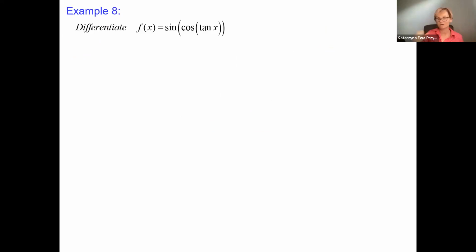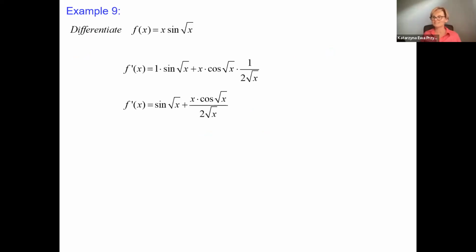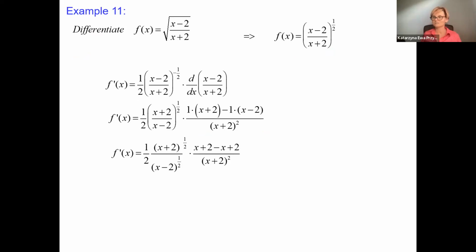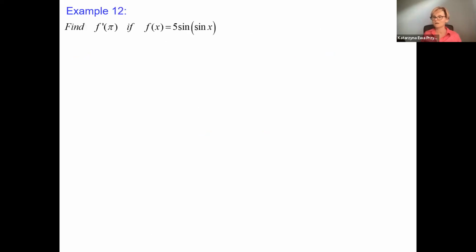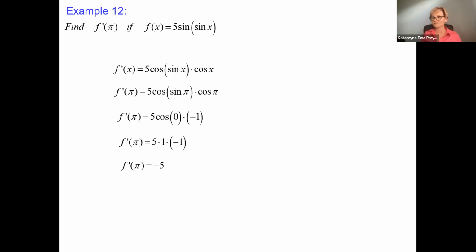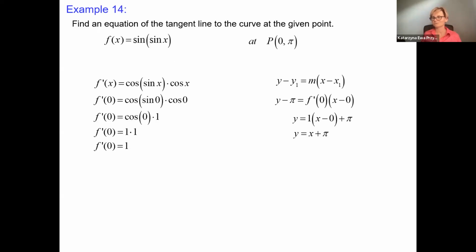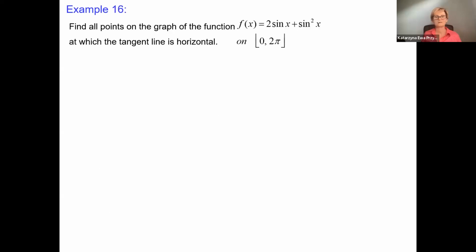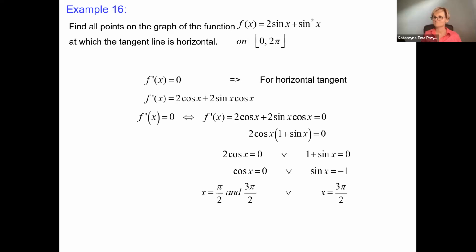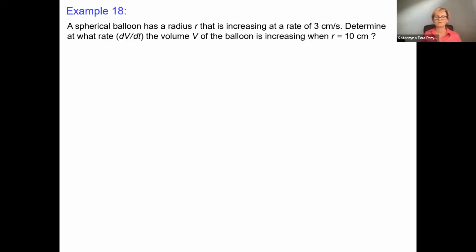Oh, too fast. Sine of cosine of tangent, but you can try this one. I have some of the solutions because there are so many things. Too many things, they are such nice questions. You can try. Okay, let's maybe do this one, because everything is a compound function and the chain rule.